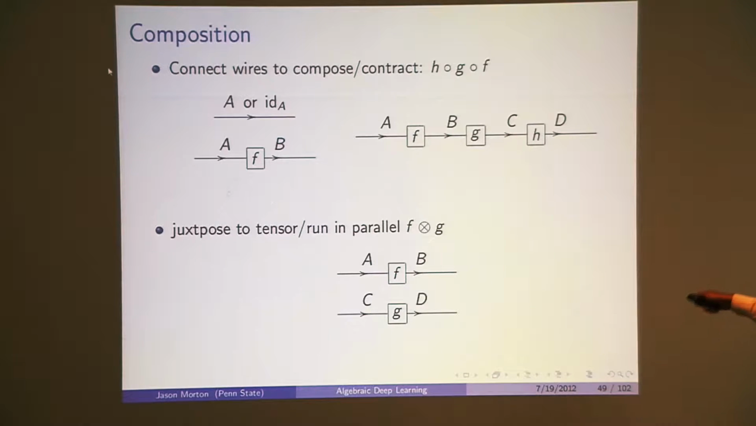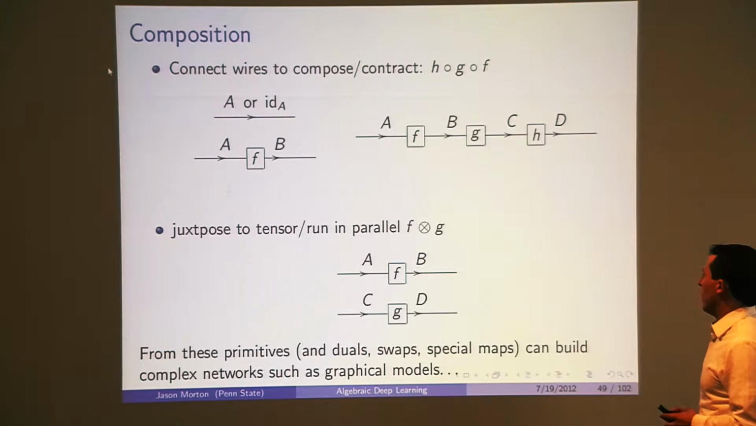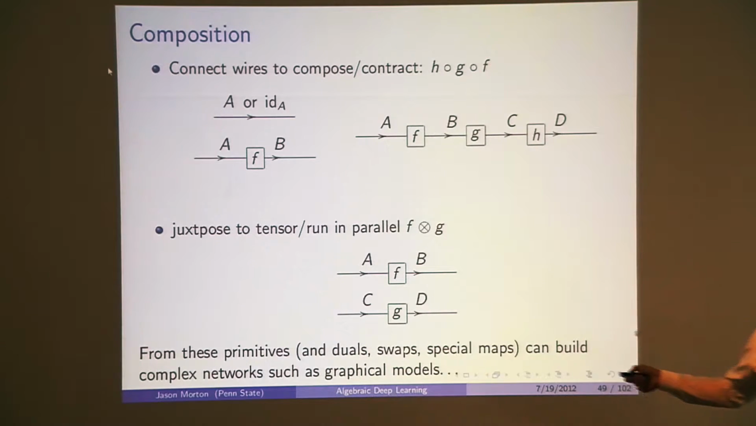And I can juxtapose them to take the tensor product of the maps, the Kronecker product of the matrices that represent them, or to run these things in parallel. And a combination of these operations allows me to build up complicated networks. And I may need some additional special morphisms, some special maps and things like that. Like being able to cross wires, that's a swap.